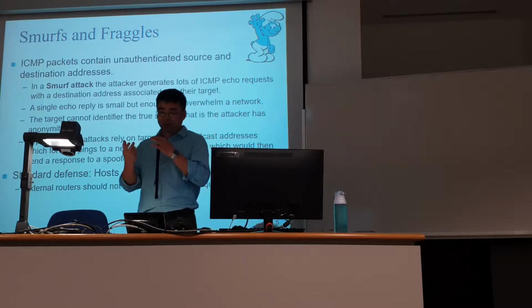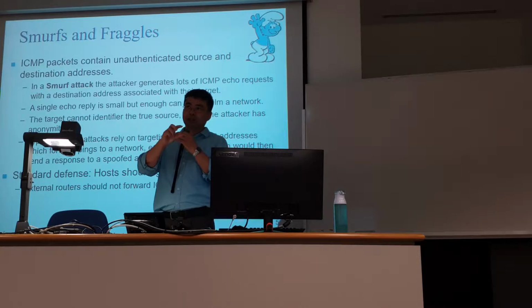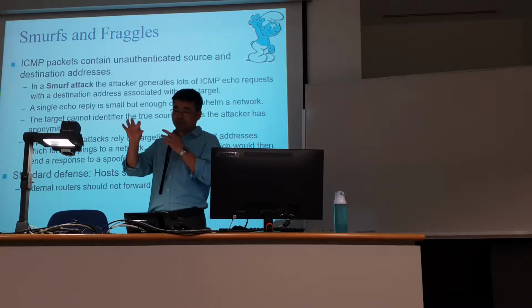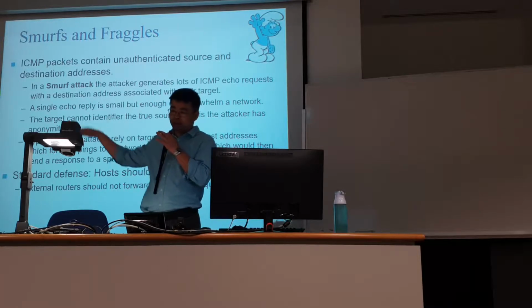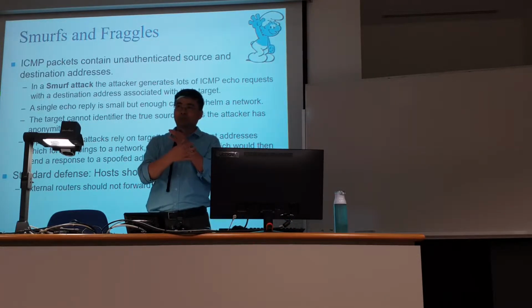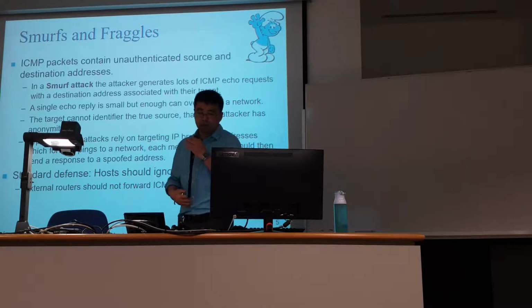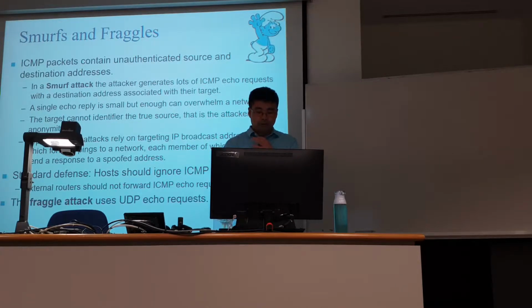You generate the IP packet. The sender address is the victim's address, not your own address. The receiver address is the broadcast address. You send this ping request to the network. Then all the machines will now send a response to the victim instead of your own machine. In this case, you basically create a flood to the victim machine, so you can have a denial of service attack against the bandwidth of the victim machine.